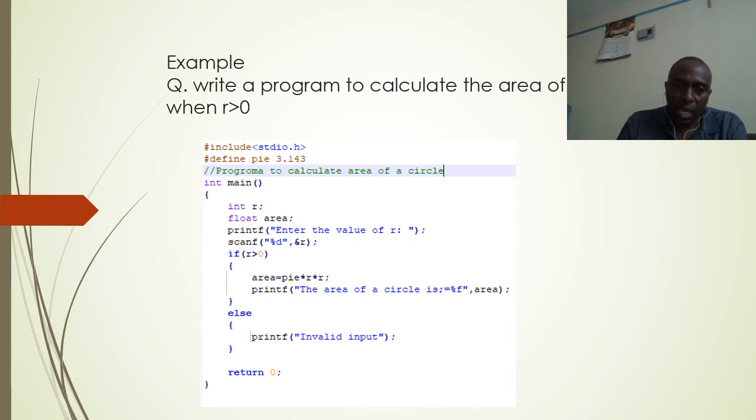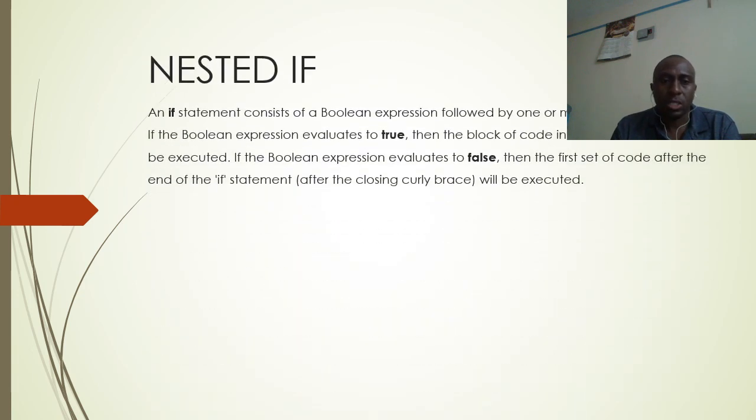Now here, after I enter my r, I store it in the variable r, then the condition comes in. If r is greater than 0, you calculate the area, whereby the area is pi times r squared, then you output the area. Else, you will not output anything. The program should output invalid input if you enter an r that is below 0. Then let us check the output, or the nested if.